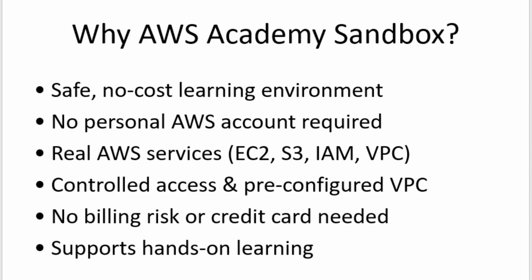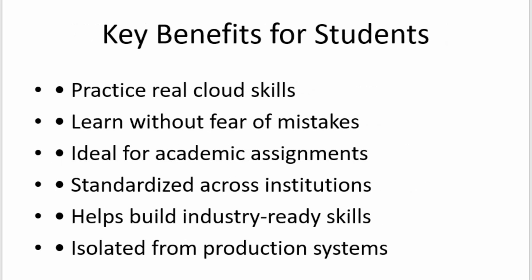So now let us see the other points. Real AWS services means you can use the same EC2, S3, IAM, VPC which you are using in the free tier account. It has controlled access and a pre-configured VPC is also available. No billing risk or credit card required. It supports hands-on learning. Now the key benefit for the students: students can practice real cloud skills over here, the same as you would through the AWS free tier account. You learn without fear of mistakes because here you are not going to be charged for anything, right? So you can practice without fearing mistakes.